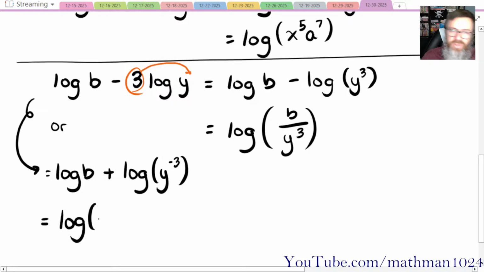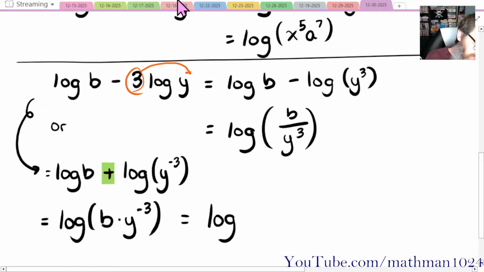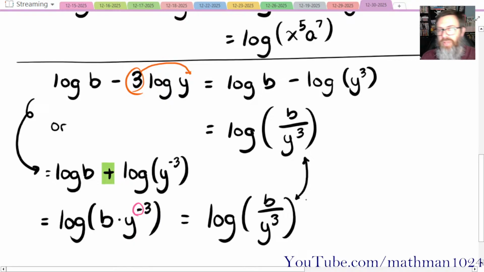And again, you might be saying, well, now this is different because this is multiplication. Well, yes, because there's a plus here between the two logs, I'm going to bring things together through multiplication. So that's b times y to the negative 3rd. But we don't leave negative powers in our answers. And the way that we would fix this is by remembering that a negative power is going to put that as a reciprocal. It's going to flip that over. So we end up with b not times y to the negative 3rd, but divided by y to the positive 3rd. So you see we have the same answers. Just a slightly different way of looking at it.